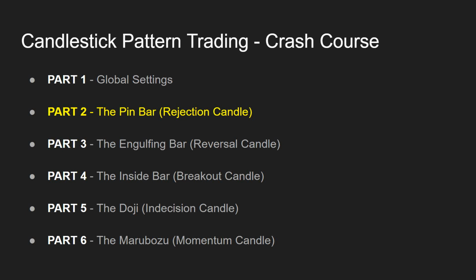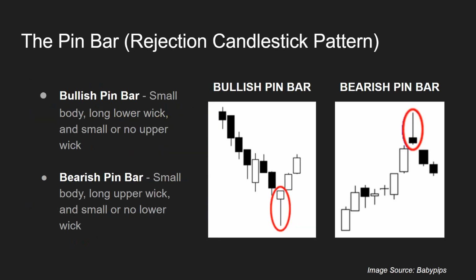Before we go into the settings of the indicator around the pin bar, I just wanted to give a quick overview or recap for everyone of what the pin bar actually is and what it looks like on your chart. The pin bar is considered a rejection candlestick pattern, and there are two types of pin bars, a bullish pin bar and a bearish pin bar. As you can see from these images, a bullish pin bar has a very small body, a long lower wick and a small to no upper wick. And in this textbook example, there is no upper wick.